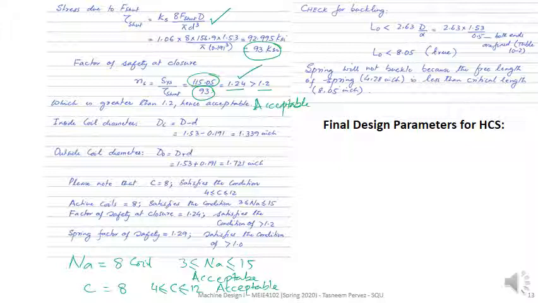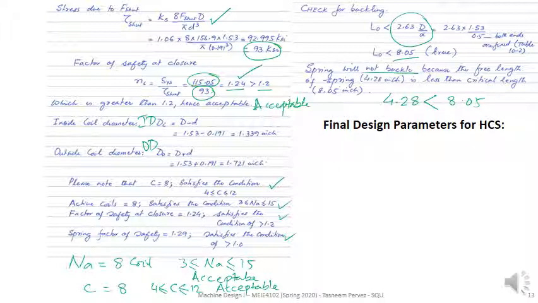Since all the things are acceptable, I can calculate ID and I can calculate OD, and I know all these conditions are satisfied. The last thing, I calculate the critical length. Critical length comes 8.05. Remember what was my free length? 4.28. What is my critical length? 8.05, which is free length is less than that, so there will be no buckling.